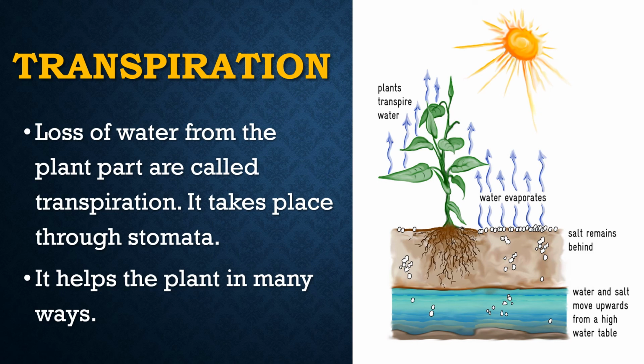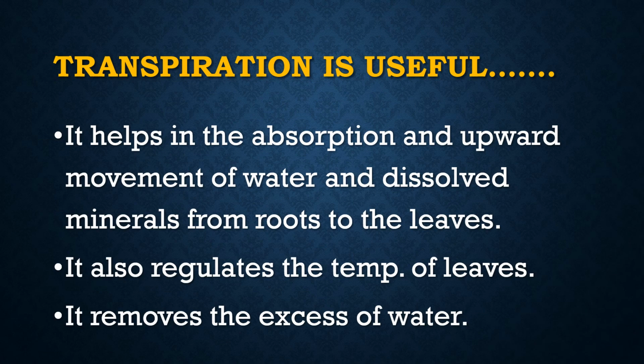For the loss of water, the leaves have a special feature, a special anatomy, and that is the stomata. Stomata play a very important role because the water is lost through the stomata. This process of transpiration helps in many ways. Not only is the excess of water removed, it is useful in the absorption and upward movement of water and dissolved minerals from the roots to the leaves.